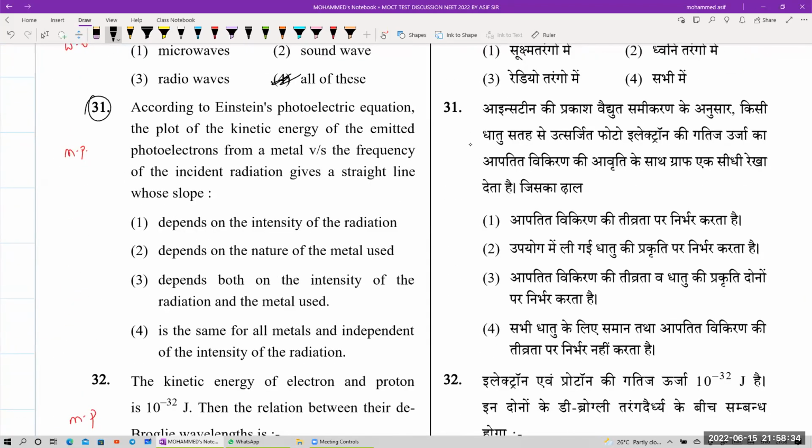Let's do question number 31. According to Einstein's photoelectric equation, the plot of kinetic energy of the emitted photoelectron from a metal versus frequency of incident radiation gives a straight line whose slope is equal to how much? I hope everyone can give me the answer for this one. Tell me quickly, what will the slope give? In Einstein's photoelectric equation, the plot of kinetic energy of emitted photoelectrons from a metal versus frequency will give me what? Planck's constant. Direct question. It is the same for all the metals and independent of the intensity of radiation. That will be equal to Planck's constant. Fourth one, it will give the value of h, beta. Kinetic energy will be, because energy is equal to work function plus kinetic energy. Okay, it will come out easily.